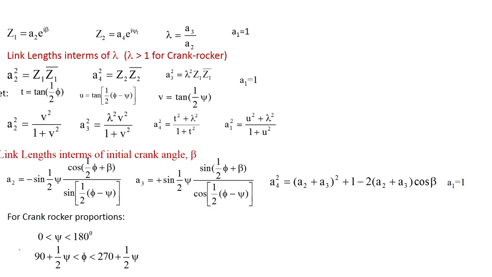Further, see Freudenstein in 1972 and Primrose. Primrose is a mathematician, by the way, a British mathematician. Remember Z1 is equal to A2 e to the i beta, Z2 is equal to A4 e to the i psi1, lambda is equal to A3 over A2, A1 is equal to 1. You can determine A2, A3, A4 by simply multiplying Z1 with its complex conjugate, it will give you A2 squared. Multiplying Z2 with its complex conjugate will give you A4 squared. Multiplying by lambda, A2 squared by lambda will give you A3 squared, lambda squared, A3 squared.